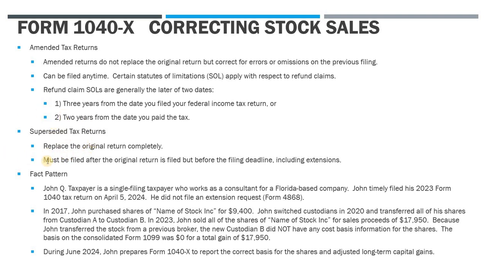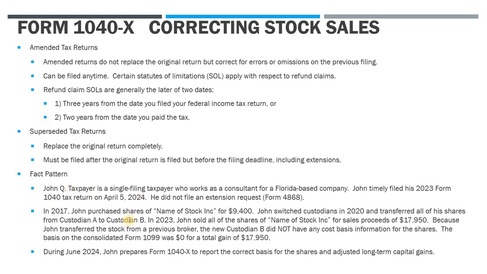Now, the superseded return option is a little different from an amended return. Superseded returns actually replace that original return completely. So it's not an amendment or a correction. Superseded returns have much tighter filing deadlines. They have to be filed after that original return is filed, but before the original filing deadline, including extensions. So if you need to file a correction to a return, if you're within the original deadline, you can do the superseded return route. If not, you've got to file an amended return.